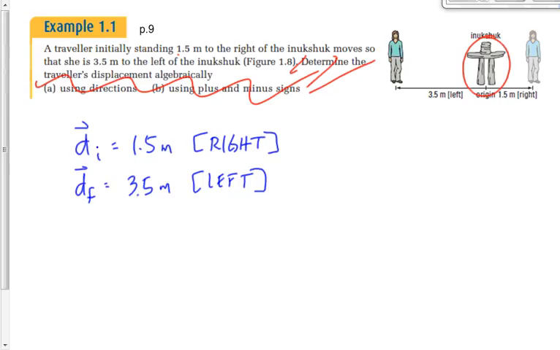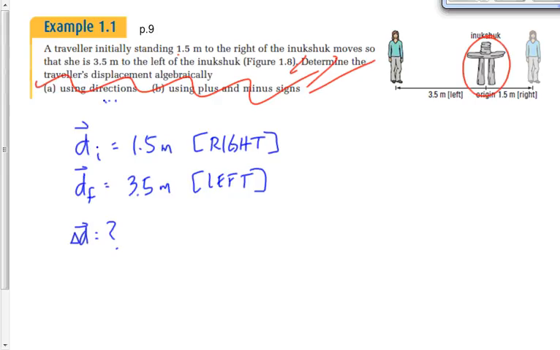We want to find the displacement. Okay, we've got two positions. We want to find displacement. Do we add or subtract? If you have positions, you subtract. If you have displacements, you add. So we're going to subtract these. We're going to first do it just kind of using directions, and then we'll do it mathematically by subtracting the two here. All right.